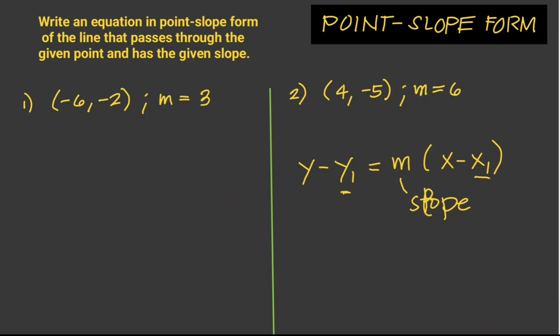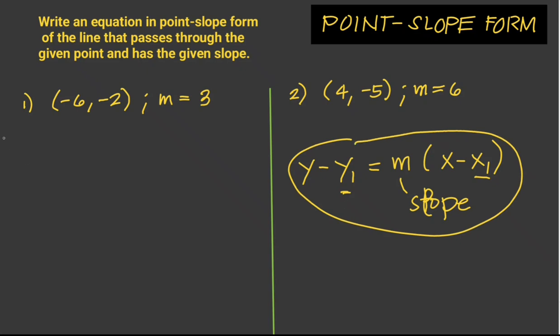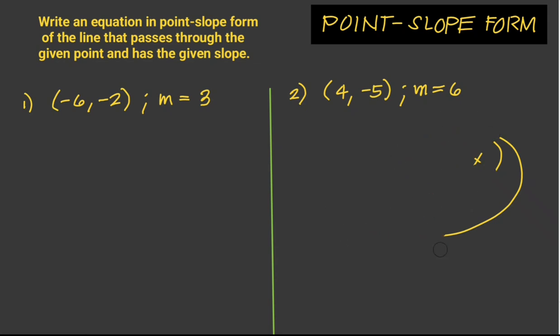Unless we're given 2 points, then we have to solve for the slope. So we are going to write an equation in this form. So let's solve the first one. We're given here point negative 6, negative 2, and slope that is equal to 3. So this is our x sub 1 and y sub 1. So we just have to plug in everything.